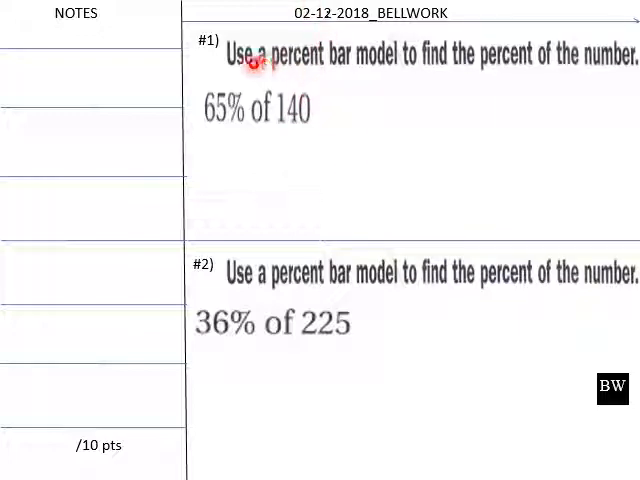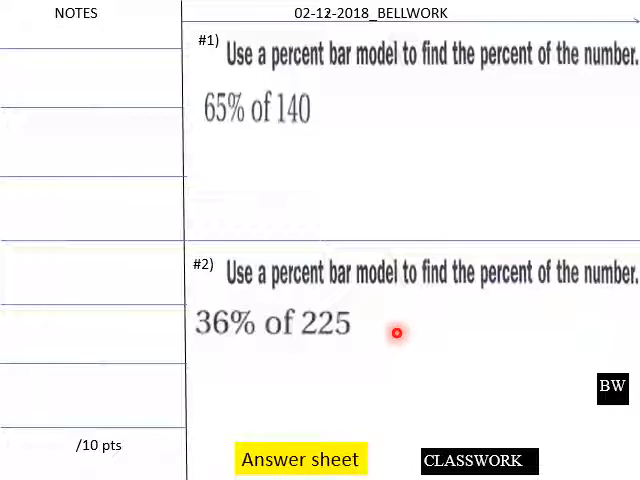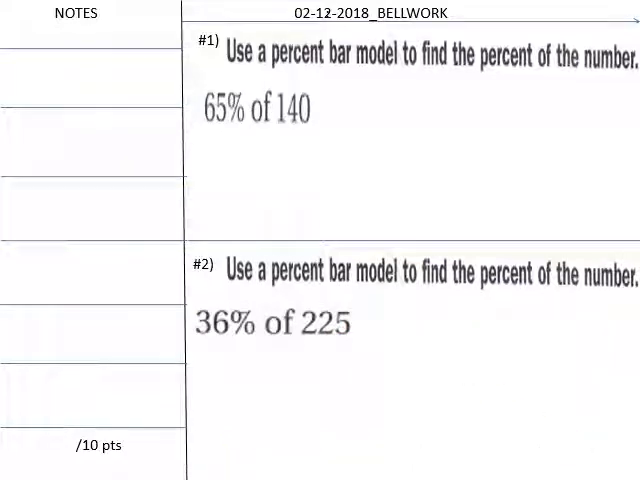Teachers and students, use a percent bar model to find a percent of this number. So use a bar model. Do the same thing down here. Teachers, give your students about 5 minutes to do this. See you in 5 minutes.